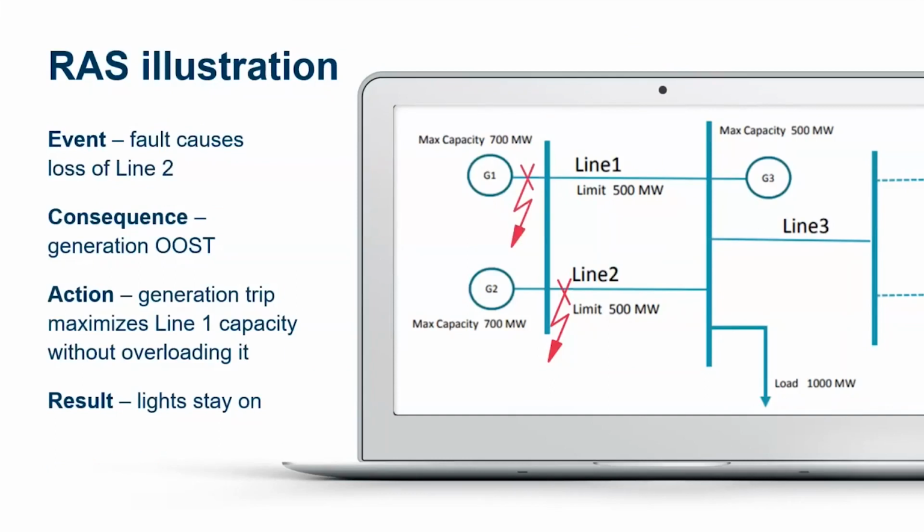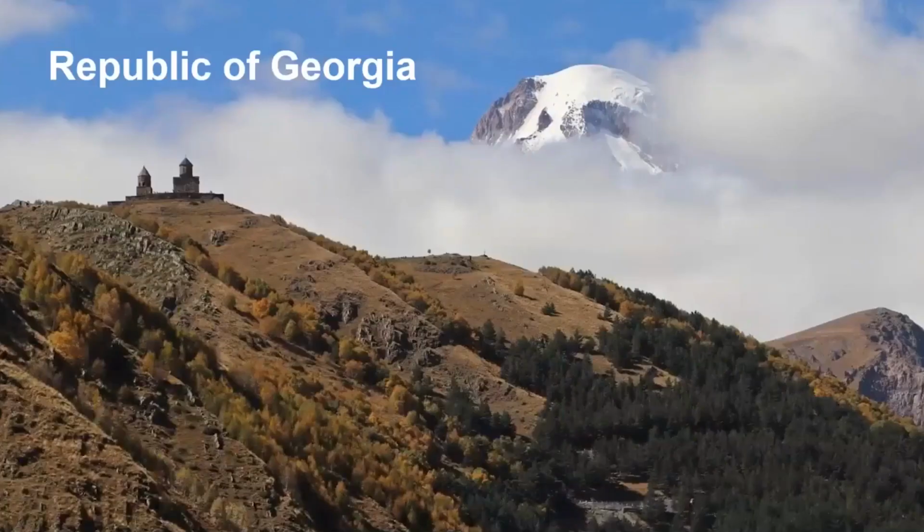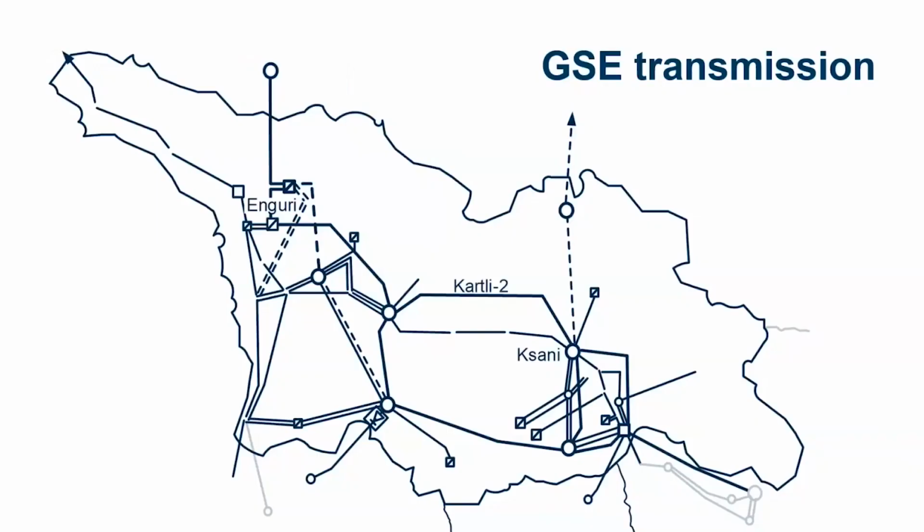A RAS may be programmed to trip the generator. It can be selected based on priority and operating condition for a line loss contingency that will result in minimized impact on power delivery. The result, lights stay on and customers are happy. Let's take a look at another example, this time for a countrywide scheme.